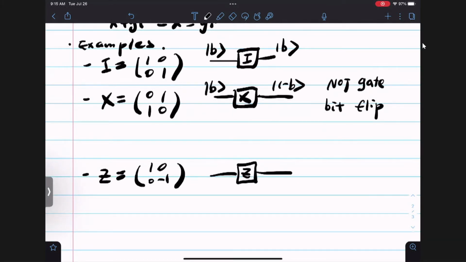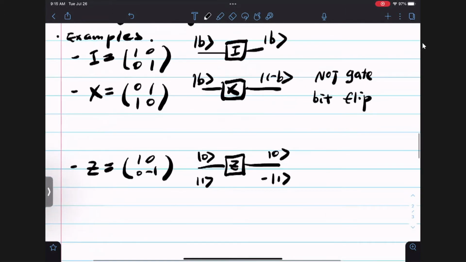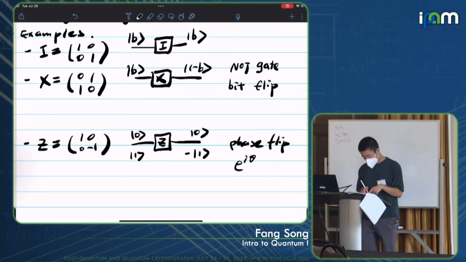So the Z gate is kind of interesting. It keeps |0> unchanged, but it introduces a negative sign on |1>. So we call this a phase flip. This -1, or in general, in quantum physics, we can introduce e to the i theta, which is just a complex number on the unit circle. We call it a phase. So the Z gate flips the sign. We call it a phase flip.